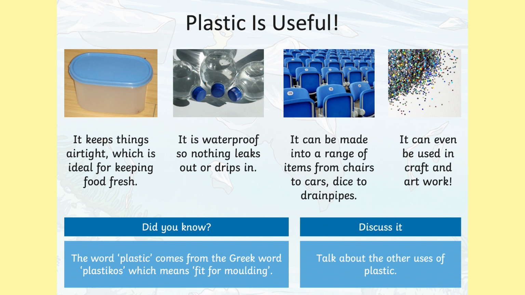So I want you to have a look around your house. How many things right now can you spot that have plastic in them? I can see my TV. I can see my vacuum cleaner. I can see a plastic bottle that's on the bench. So have a look around your room or your house and see all the different things that have plastic in them. And it can also be used in craft and in artwork. So did you know the word plastic comes from the Greek word plastikos, which means fit for molding?